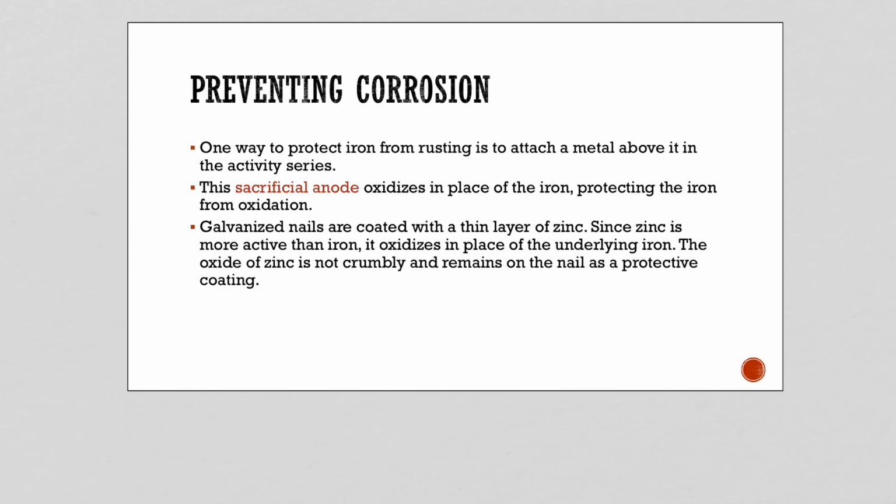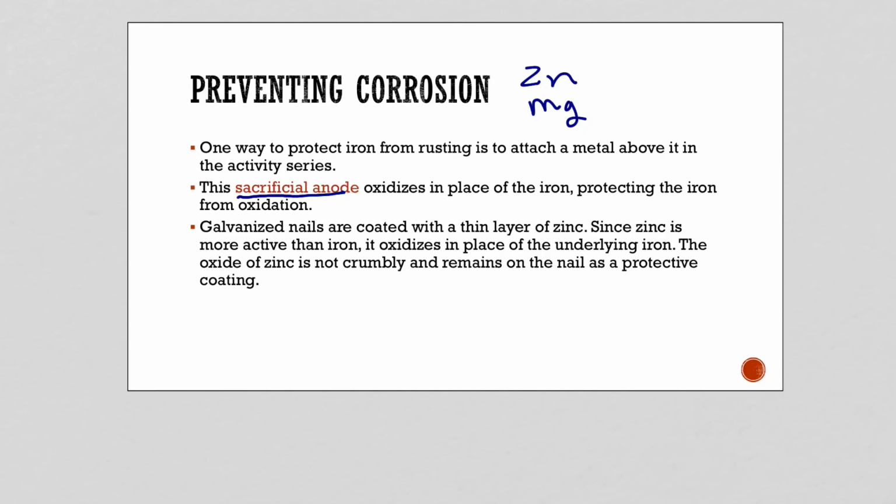So what I want people to do is make sure they have their activity series with them. So take a minute, you can pause the video, find your activity series, and look at where iron is on that activity series. Now, look at anything above iron. And any metal above iron can be used as what we call a sacrificial anode. So common things that are used are zinc, magnesium. Now, these are not the only things that could be used. These are just common ones.